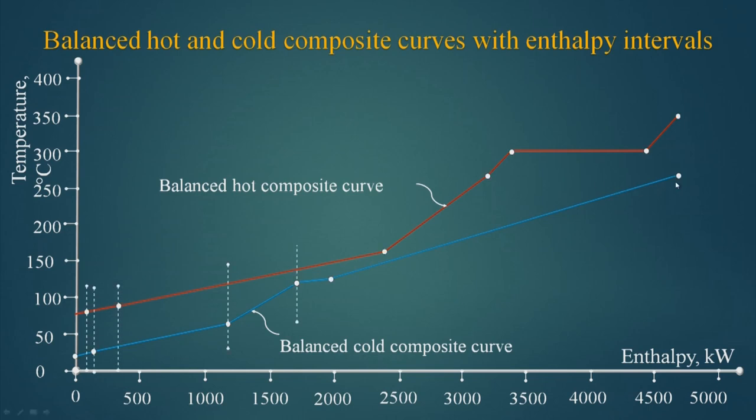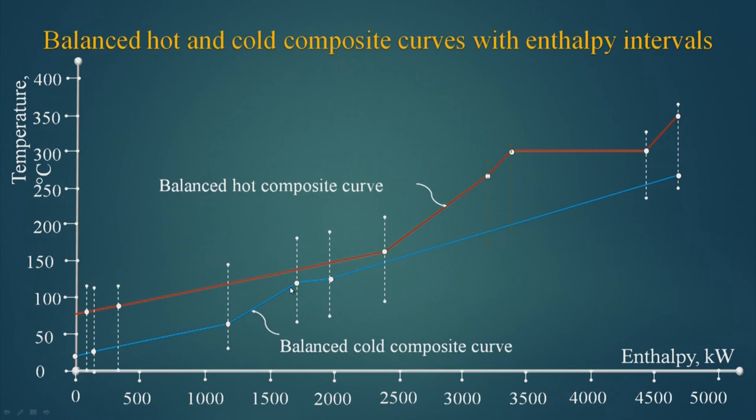Now, these are the points where this line is changing slope. Here the line is changing slope, here the balanced cold composite curve is changing slope, here the balanced hot composite curve is changing slope, here the balanced cold is changing the slope, and so on and so forth.